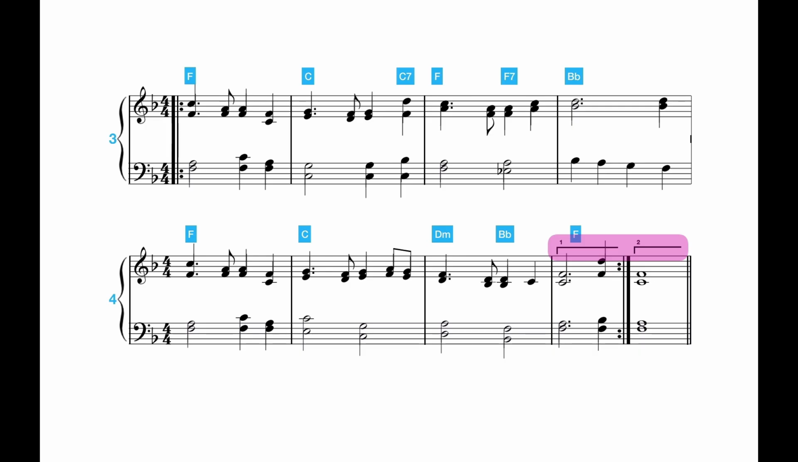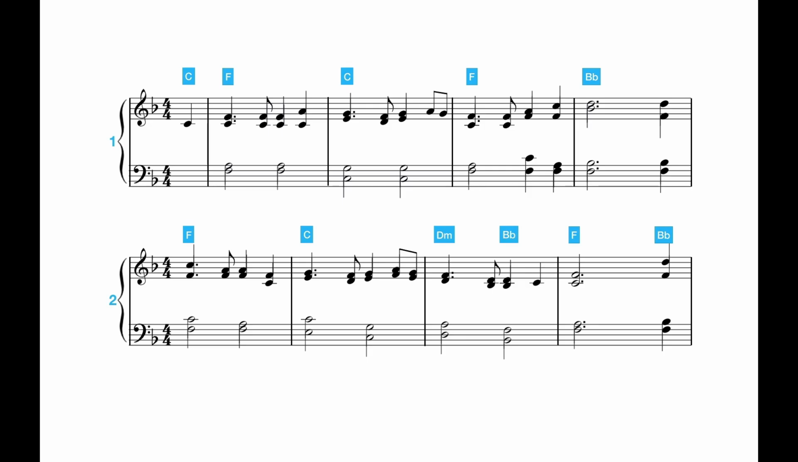Now, we do have 2 alternative endings here. So number 1 and number 2. Again, we've learnt about these today, so you should know what they mean. But the first time through, we play the first ending, and then on the second repeat, we'll play the second ending.